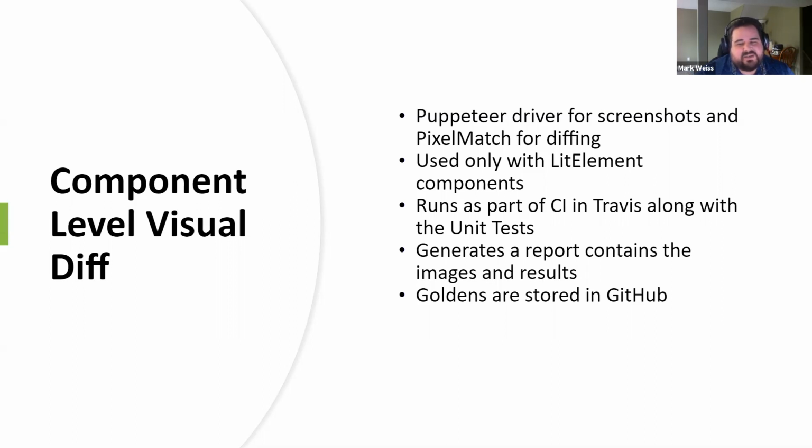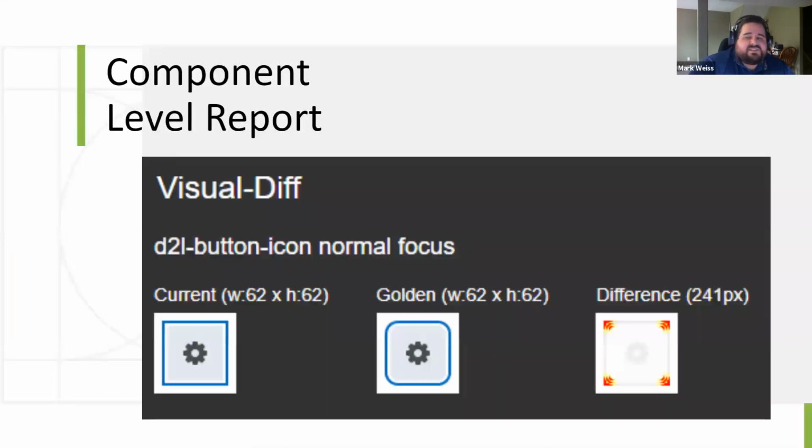So they keep their goldens in GitHub along with the code, and everything needs to be checked in at the same time. So what do their reports look like? Here's an example of it. In the middle is the golden, and as you can see, it currently has round corners. This is one of those subtle buttons again. On the left is a check-in, and it has square corners. And then on the right, it shows the difference. So it's showing you that 241 pixels are different, highlighted in red.